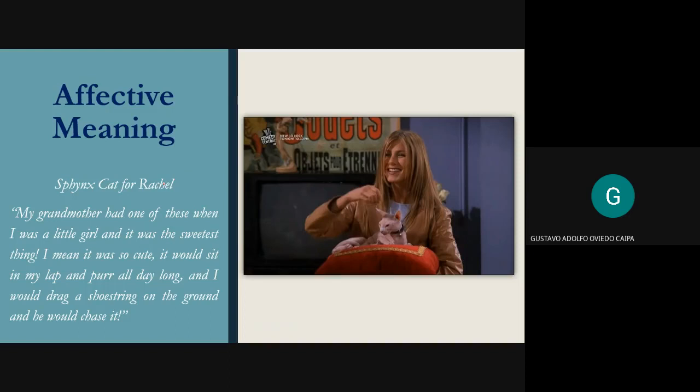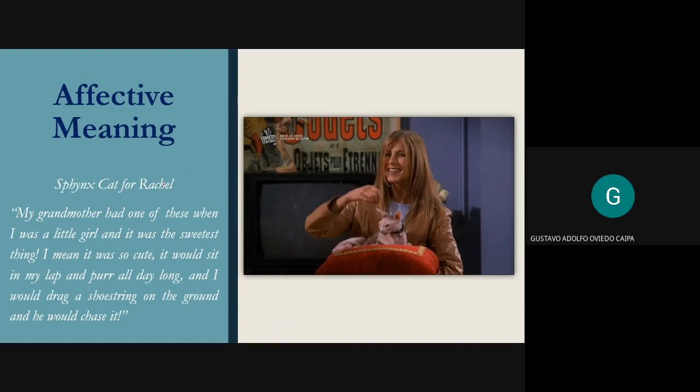So that means, remember that affective meaning has two sides. One side is how you show emotions with your language, and the other side is the emotions that some language evokes in the listener. So for Rachel, talking about Sphinx cats is remembering her grandmother, her childhood, and some pretty good memories about cats in general. That means that the connotation for cats for Rachel is very positive, right? We might say that because of her experiences.